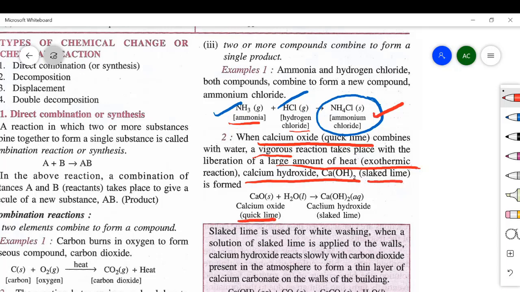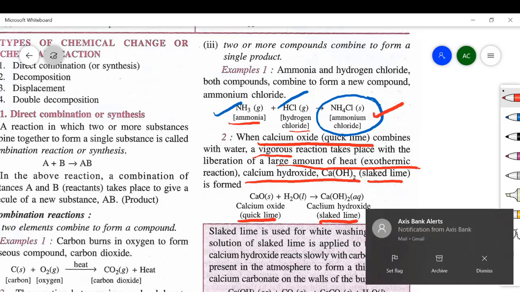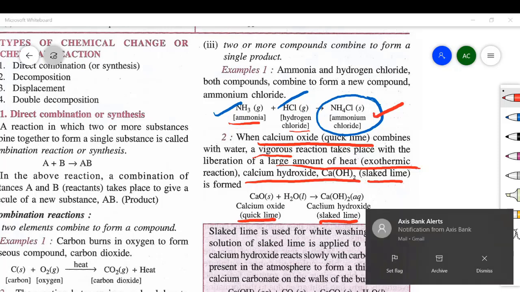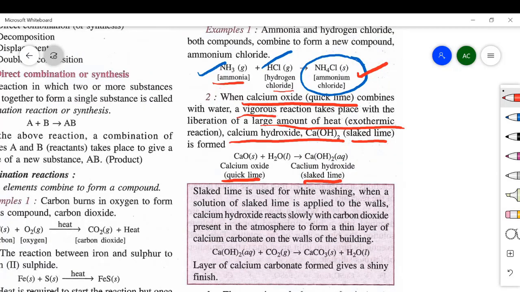So there's a difference between quicklime and slaked lime. Quicklime is calcium oxide and slaked lime is calcium hydroxide. Slaked lime is used for whitewashing. This is the use of slaked lime. It is used for whitewashing when a solution of slaked lime is applied to the walls.